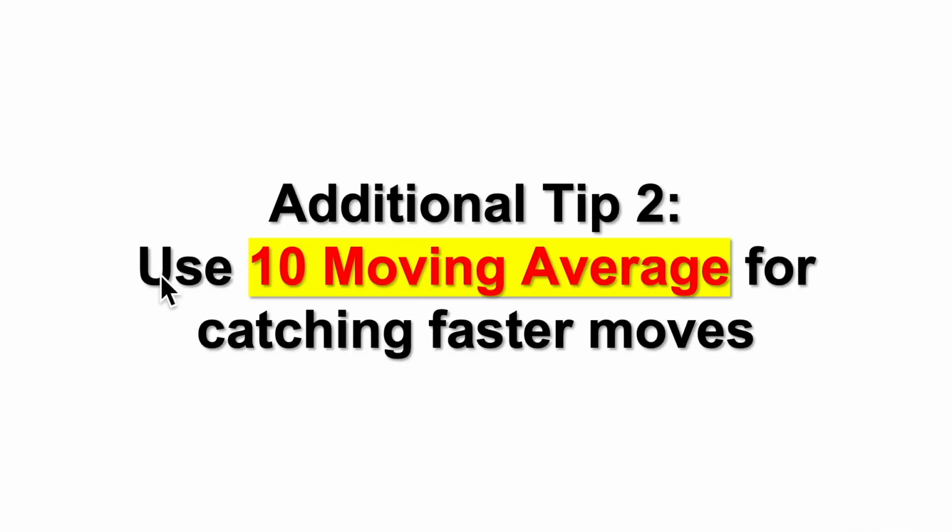Additional tip number 2. Use the 10 moving average for catching faster moves. By combining the 30 moving average and the 10 moving average, you can get clearer signs that the price is trending, or clearer signs that the price is in a consolidation in stage 1 or stage 3.